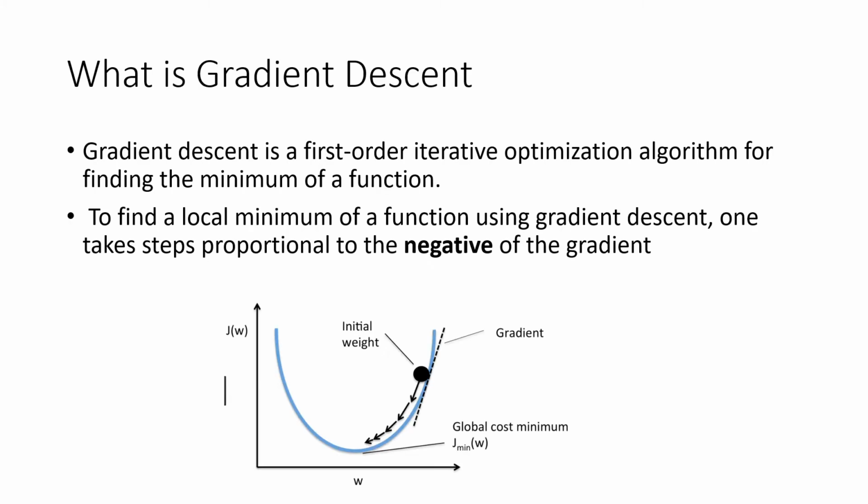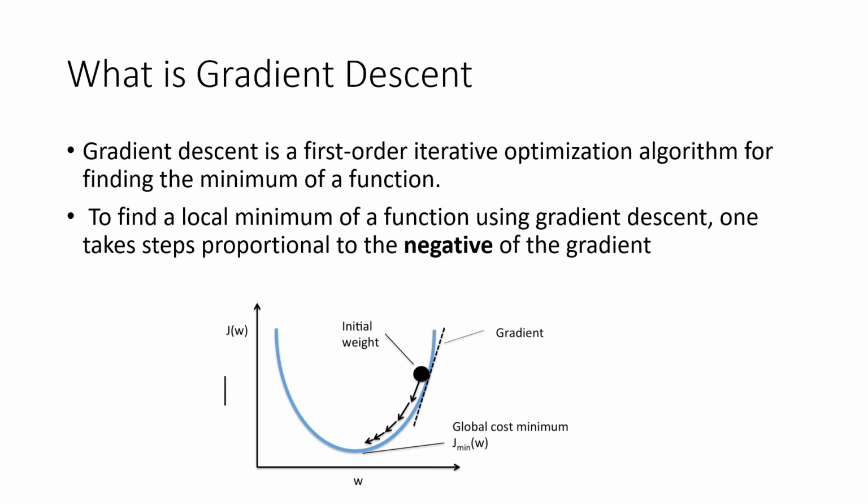Today's topic is gradient descent. Gradient descent is one of the most important machine learning algorithms. What is gradient descent? Gradient descent is a first order iterative optimization algorithm for finding the minimum of a function. To find a local minimum of a function using gradient descent, one takes steps proportional to the negative of the gradient.